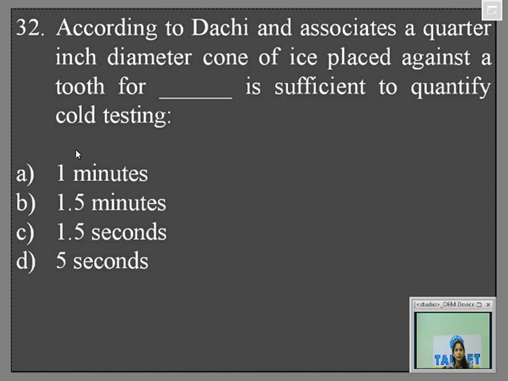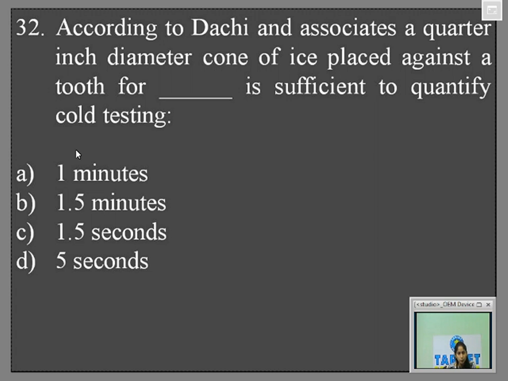Okay, now at this point let me tell you what is cold test and heat test. As I've already said, please ensure that you're writing everything down as I'm saying, okay? Your cold test is a test which will indicate whether a tooth is vital or non-vital, irrelevant whether it is normal or abnormal.